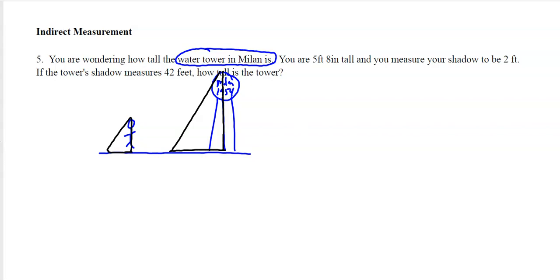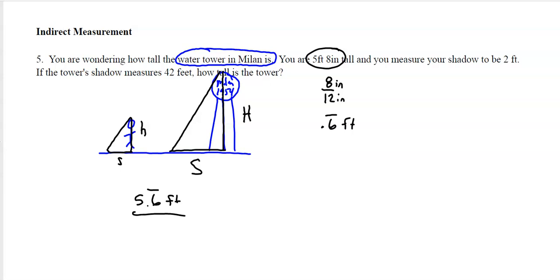To solve this. So if this person is 5 foot 8 inches tall, well, to make this into a decimal, 8 inches out of 12, 8 inches to 12 inches, well, that's 0.6 repeating feet. So I'm going to set this up, and I'm going to put the height over the shadow, and then the big height over the big shadow, and that's going to be our proportion. So little h is 5.6 repeating feet over, you measure your shadow to be 2 feet.